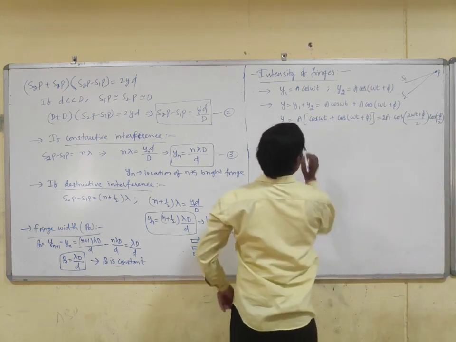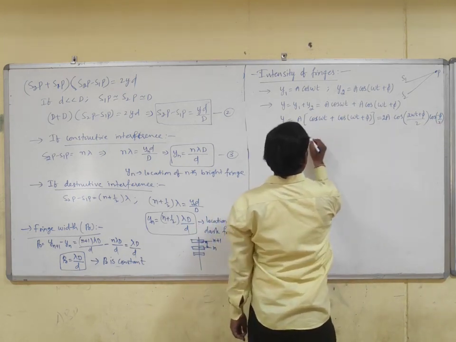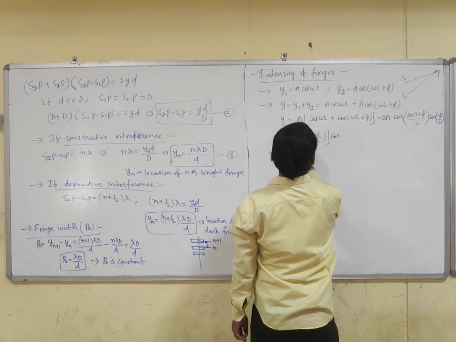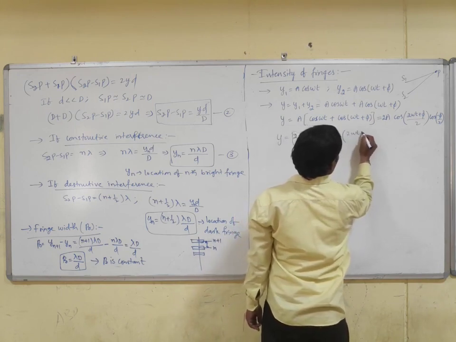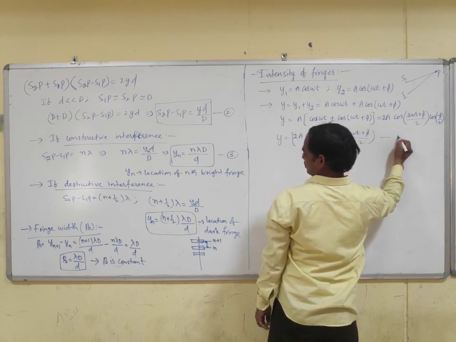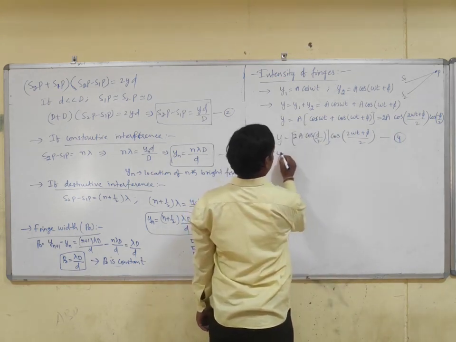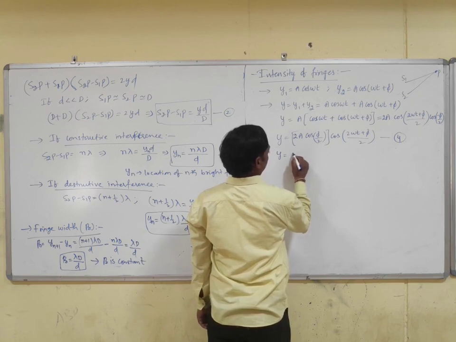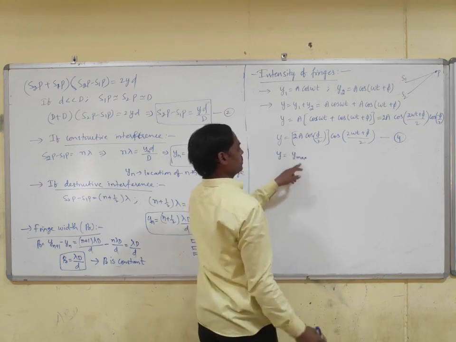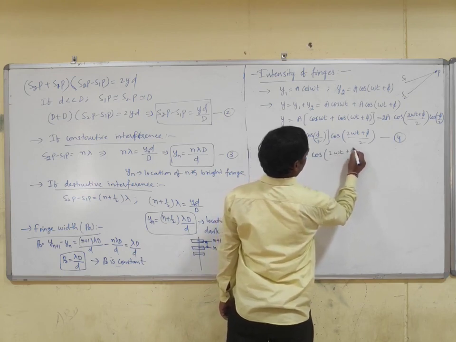So y is equal to 2a cos of phi by 2, since cos of minus theta is cos theta, into cos (omega t plus phi by 2). Now it is written as y is equal to y maximum, that is the maximum amplitude, into cos (omega t plus phi by 2).